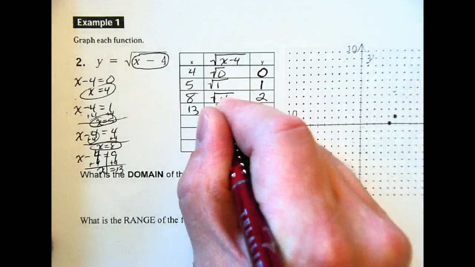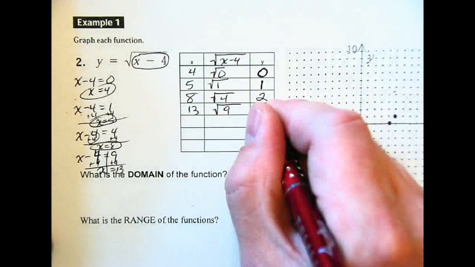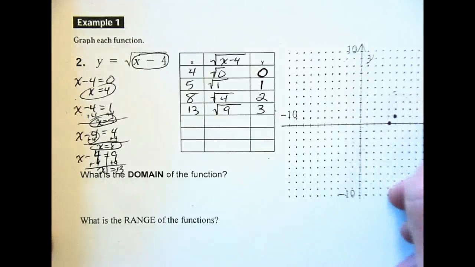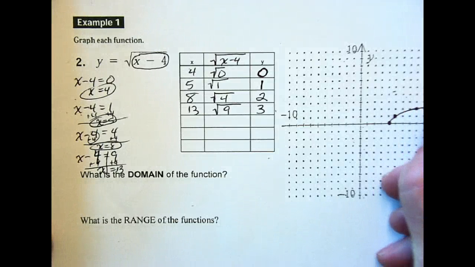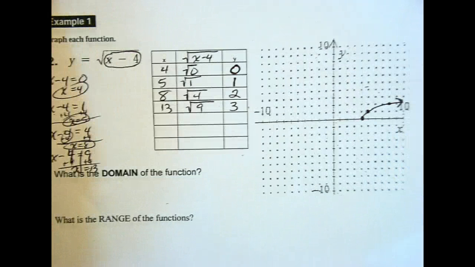Is that going to fit on our graph? No. We get 8, 2, which is right here, and then the other one doesn't fit, so we get that. And an arrow on that end. Thank you. There we go.